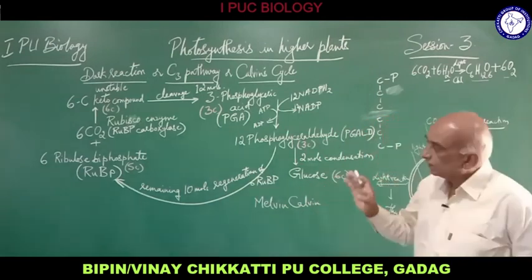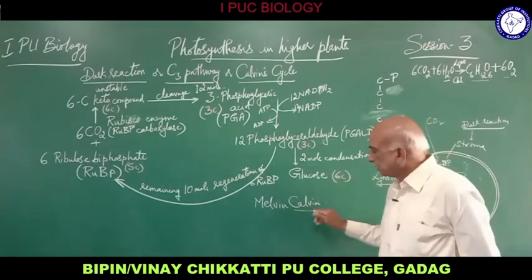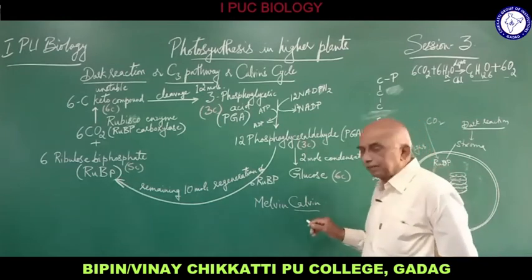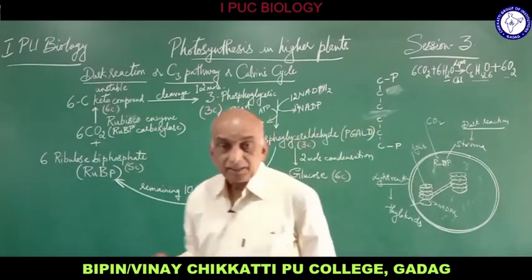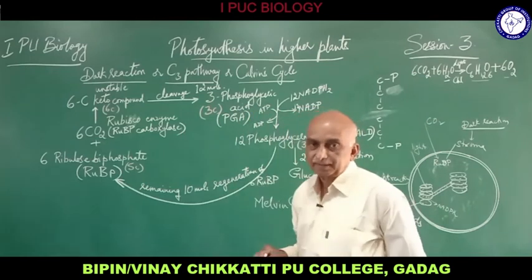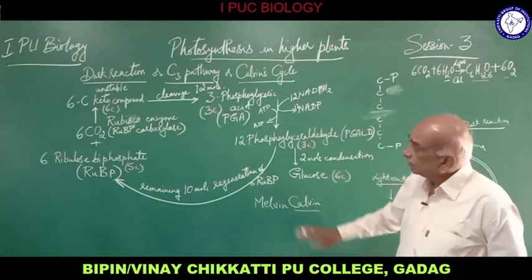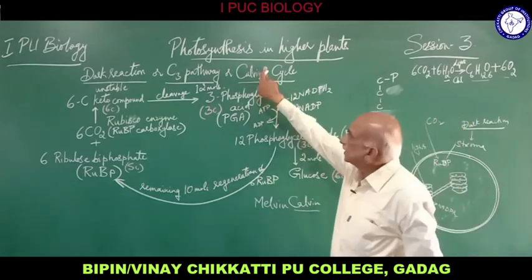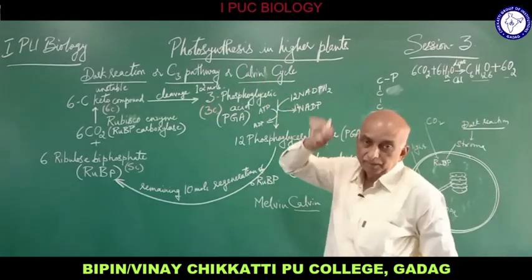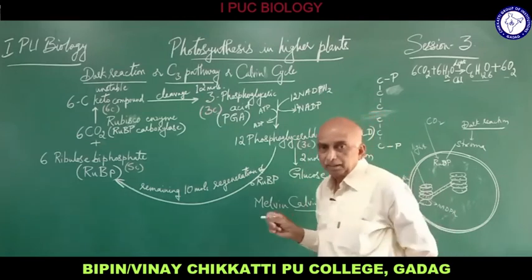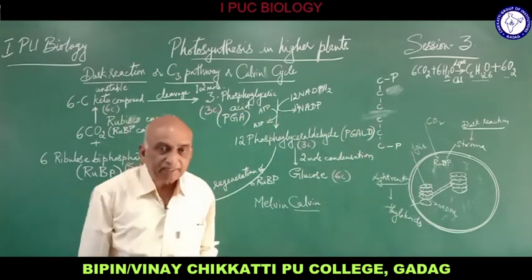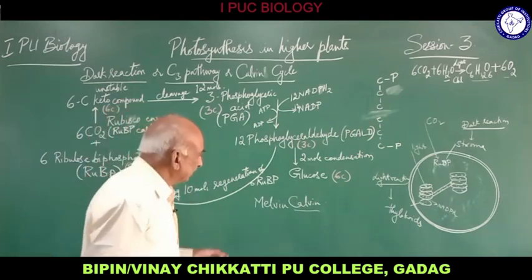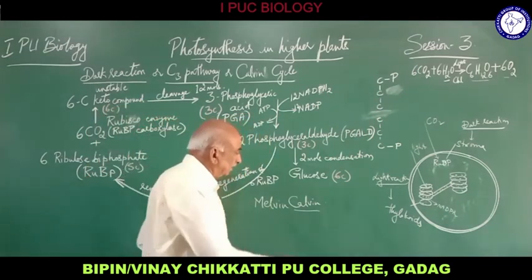So it was actually discovered by a professor of biochemistry, Melvin Calvin, and for this work he was awarded the Nobel Prize for the discovery of this cycle. So hence this is called the Calvin cycle, that's all. Melvin Calvin discovered this cycle, or he described the events of the dark reaction, hence it is called the Calvin cycle.